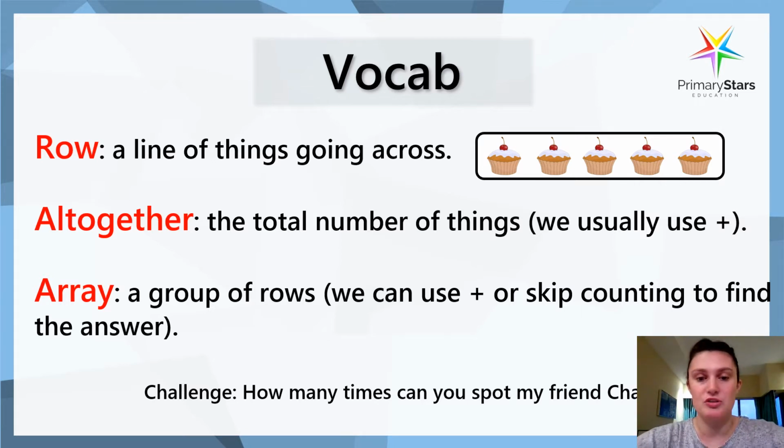The word altogether means the total number of things, and we usually use plus, we usually add. So when we say altogether, I want to know how many in all. What is the total? What are all of the things I'm looking at? And then the last word we're looking at is array, which is a group of rows. So if we just have one, we call it a row. And if we have more than one, we call it an array. And to find the total, we can use plus, or we can use skip counting.